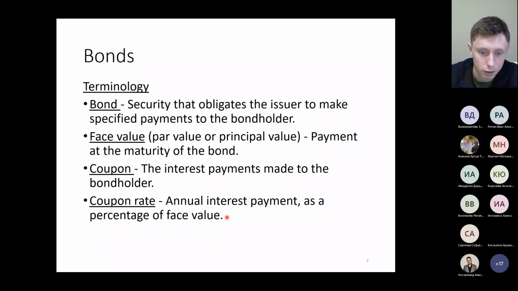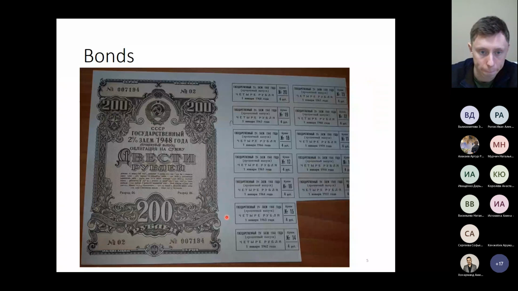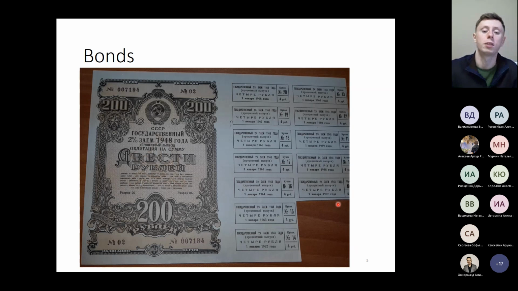And the coupon rate is the annual interest payment as a percentage of the face value. So here the coupon rate would be written on the bond itself. For example, here we see that it is a 2% coupon rate. It is a ratio of the annual coupon. So if there are multiple coupon payments per year, this would be the sum of all coupons divided by the face value of the bond. Here we see this is 200 rubles, and the coupon here is paid once a year, and this is 4 rubles. So 4 divided by 200 is 2%. And this is the coupon rate.